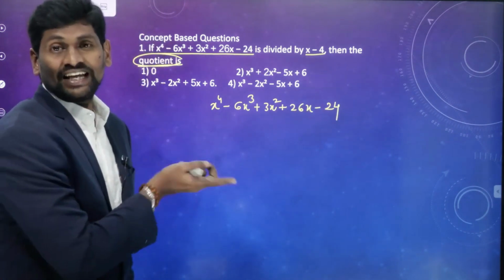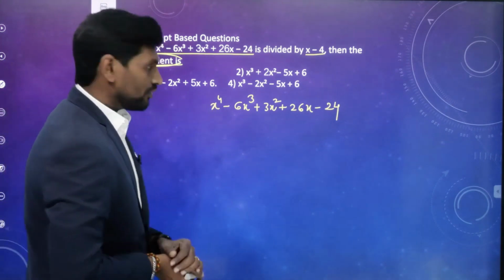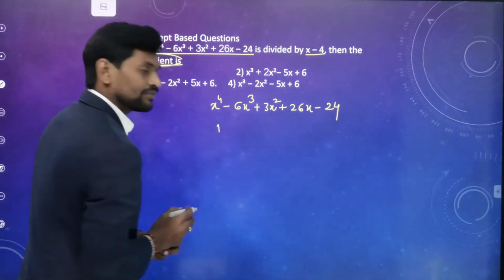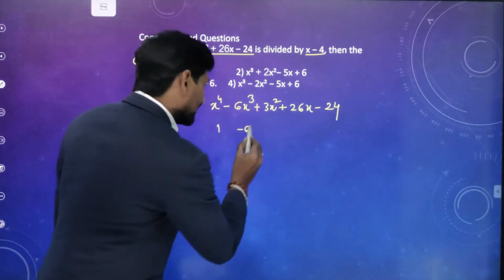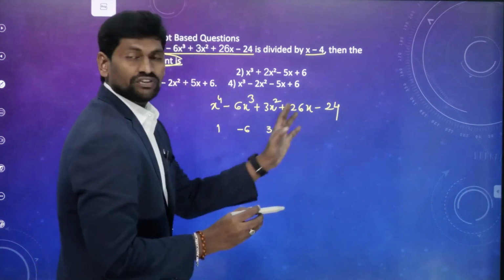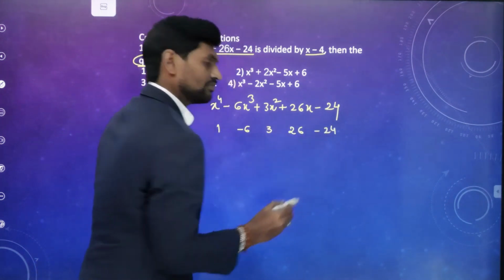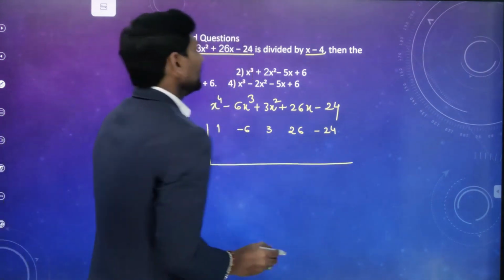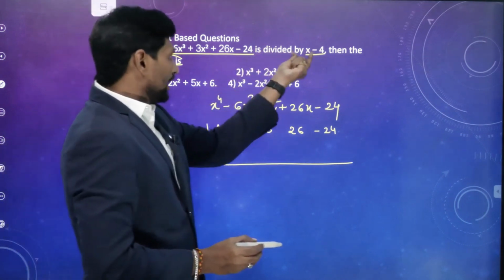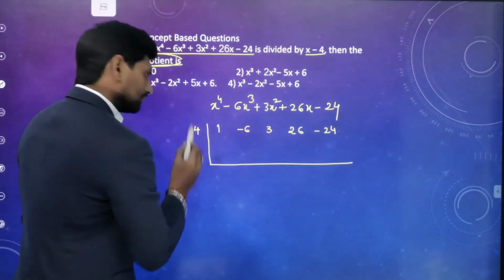Now we can take their coefficients. What is the coefficient of x power 4? It is 1. The x cube coefficient is minus 6. The x square coefficient is 3. The x coefficient is 26. And the constant term is minus 24. Let us apply the synthetic division. It is given that it is divided by the linear polynomial x minus 4. Now I am using 4 here.